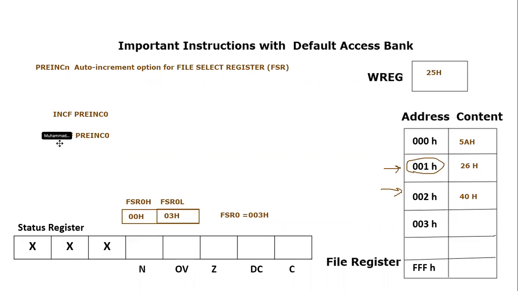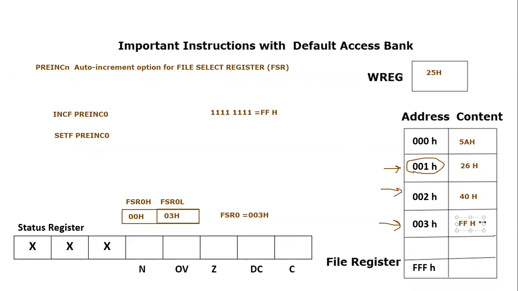So what is the function of SETF? SETF means that now FSR is pointing to this address 03 hex, so this value will be set. That means this file will have 1 in every bit. If every bit is going to be set, that becomes 4 times 1 and 4 times 1, which in hexadecimal is FF hex. So the content of 003 hex would become FF hex. This is how this pre-increment auto increment option works for the file register.